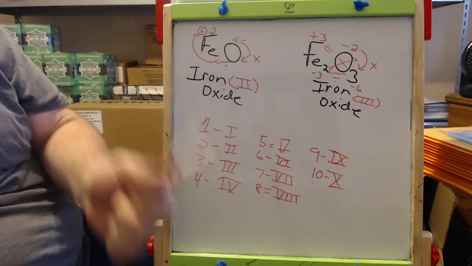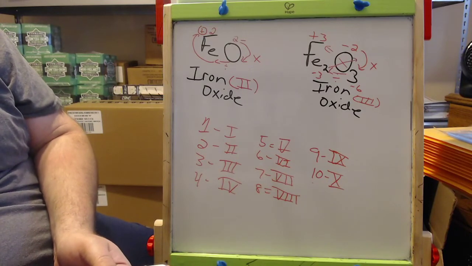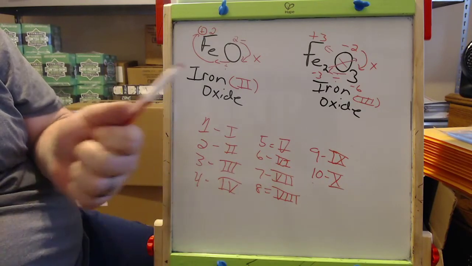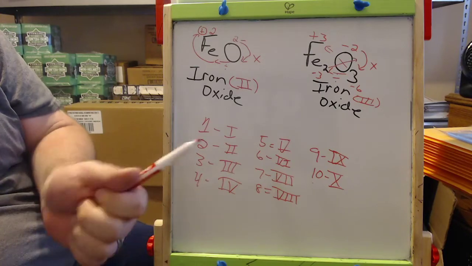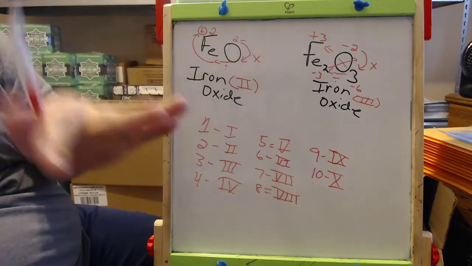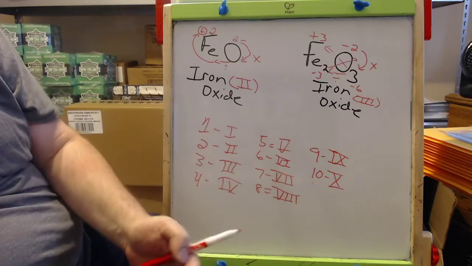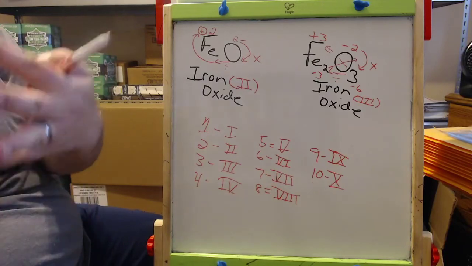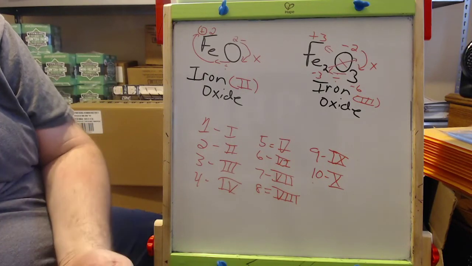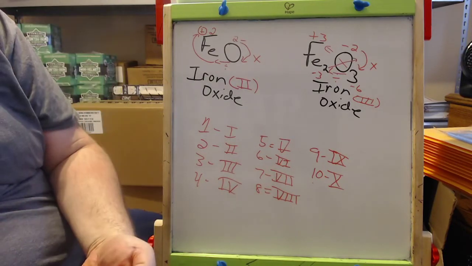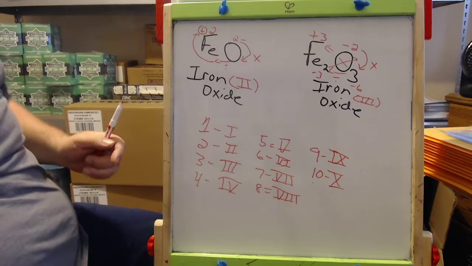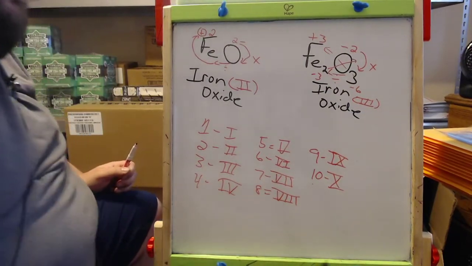If you're naming a compound and you're not sure if it's a transition element and you're not sure if it should or shouldn't have a Roman numeral, I'm not going to make you memorize which ones have Roman numerals and which ones don't. When in doubt with a transition element, put a Roman numeral. Do not put a Roman numeral for main group elements. Okay?